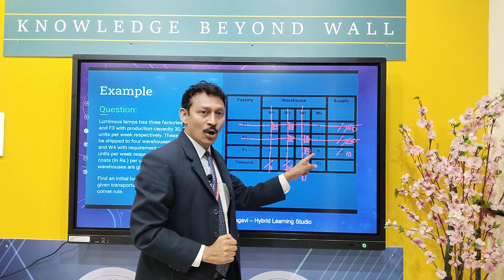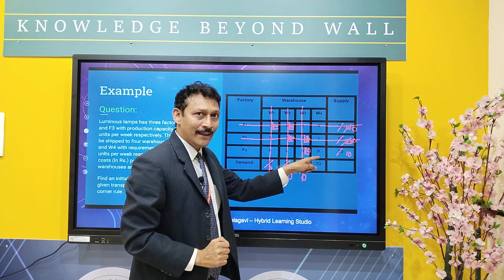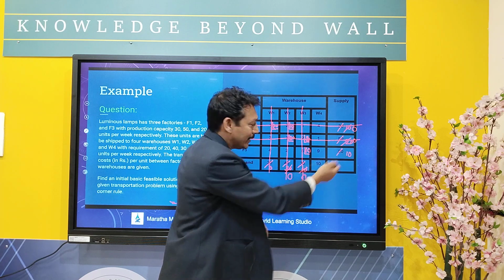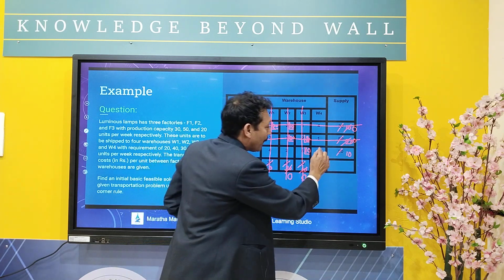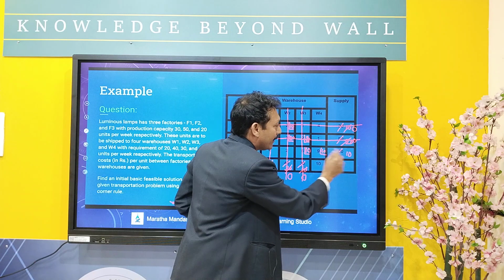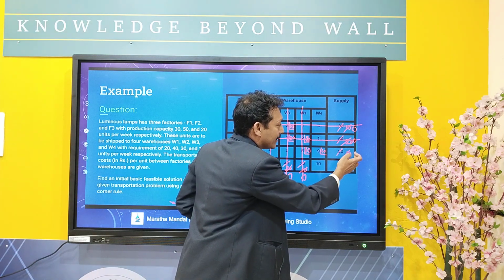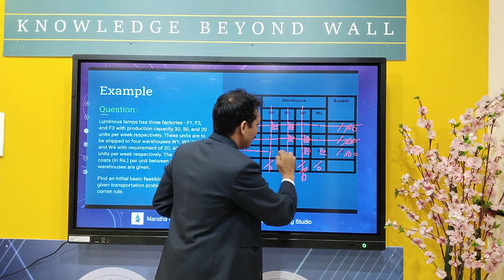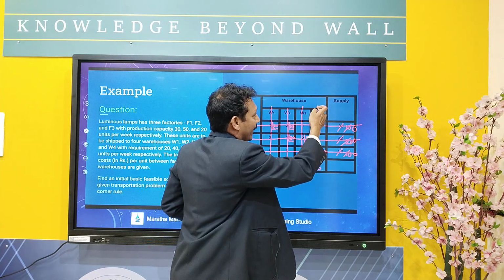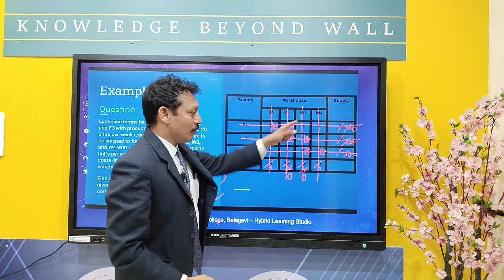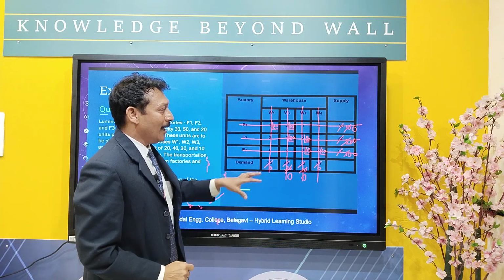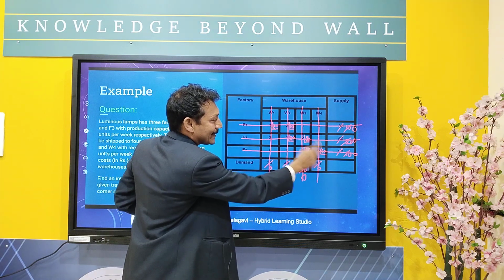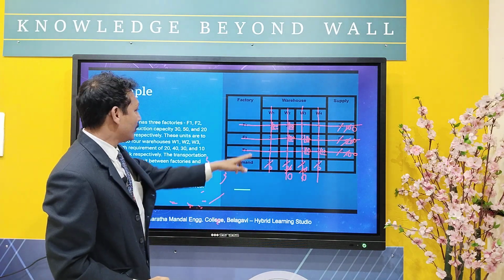Now only one cell remains, and that is the northwest corner. We have in our hand 10 units, and our requirement is 10. So the remaining amount we fill here, and here it is 0 and here it is 0. So we scratch out this supply and warehouse 4. Now we count how many allocations are there: 1, 2, 3, 4, 5 and 6 allocations we have done here.